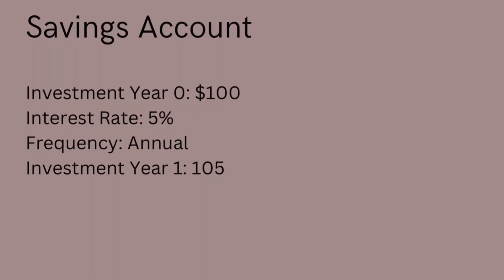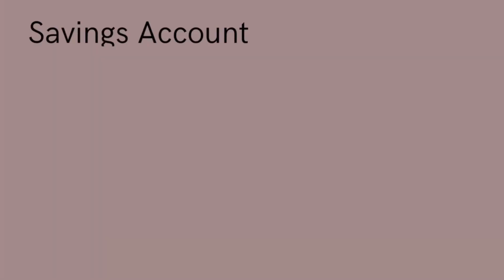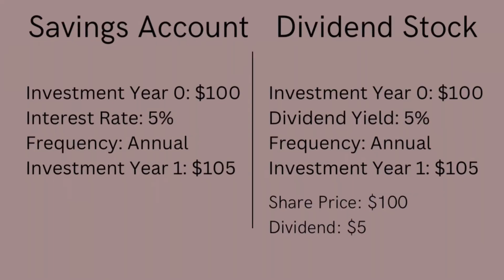Let's put this dividend yield into some more context by comparing it to the interest rate on a savings account. Let's say you open a savings account that pays 5%. At the end of the year, you now have $105. Now let's say you purchase a dividend-paying stock for $100. The dividend yield is 5%. That means it's going to pay a $5 dividend. That dividend yield, 5 divided by 100, you get 5%. So that's one way to think of it.